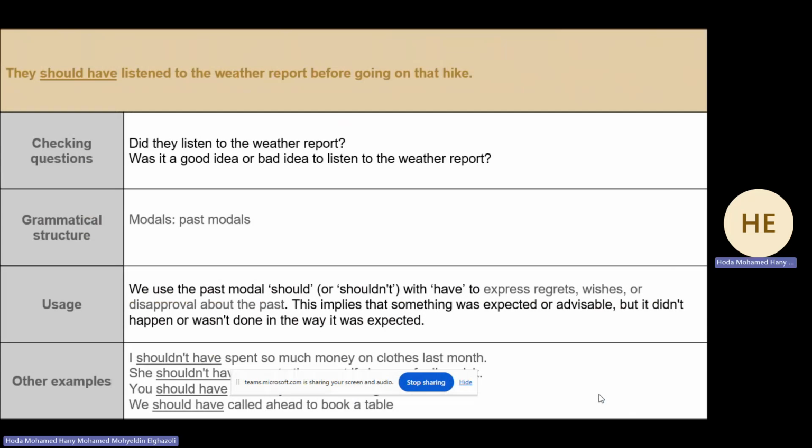Then we have here the use of the past modal should and shouldn't to express regrets, wishes, or disapproval about the past. We have here, for example, I shouldn't have spent so much money on clothes last month, or we should have called ahead to book a table. This shows regret or a wish that something might have gone better if we had done this or that.